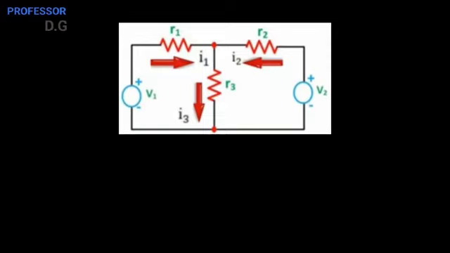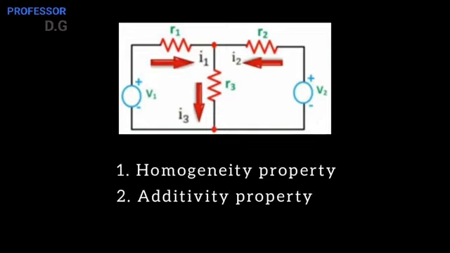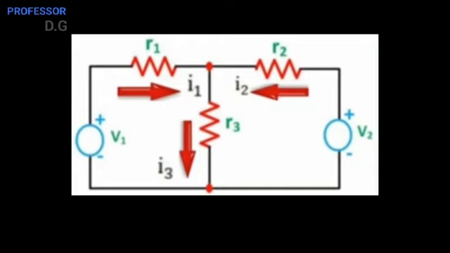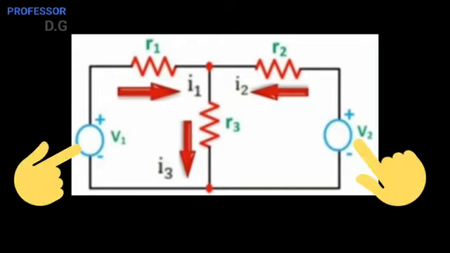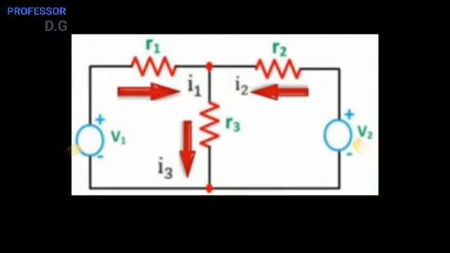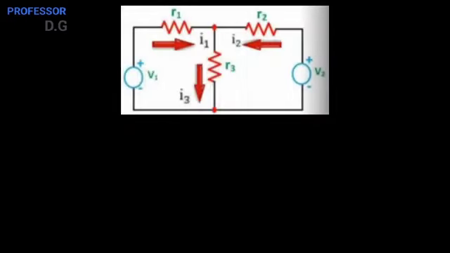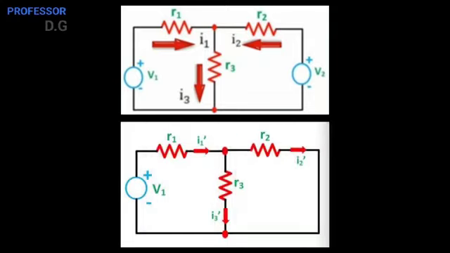Actually, to show the superposition theorem, the circuit has to satisfy two properties. One is homogeneity property and another one is additivity property. In this circuit, two voltage sources are shown. So, you have to consider at a time only a single voltage source. In the first case, here we have considered the V1 voltage source.